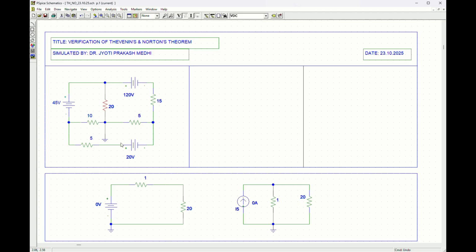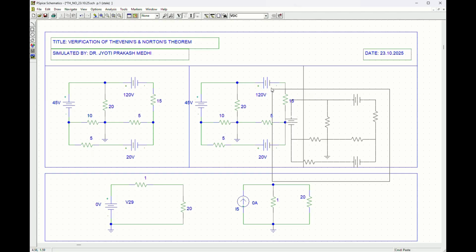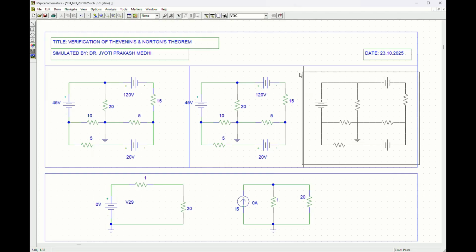Now as the circuit is ready, if we run this, let's see what the current across the 20 ohm load is: 2.554 ampere. Now let's verify the same using Thevenin theorem. For Thevenin theorem, first we have to determine the open circuit voltage. So let's put the circuit again here, and put it here for the remaining terms.